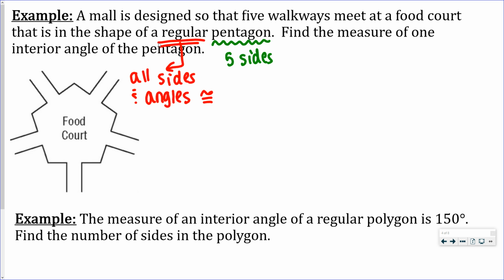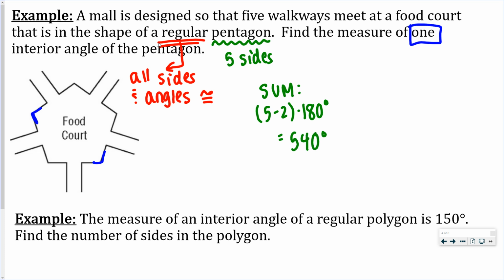Find the measure of one interior angle. I just want one of them. Maybe that one. Maybe this one up here. Well, let's start with the sum, just like we did in the last one. My sum would be my number of sides, which is 5 minus 2, times 180. 540. So each, since this is regular, would be 540 divided by how many angles do I have? 5. It's the same as the number of sides, so they're each going to be 108 degrees.